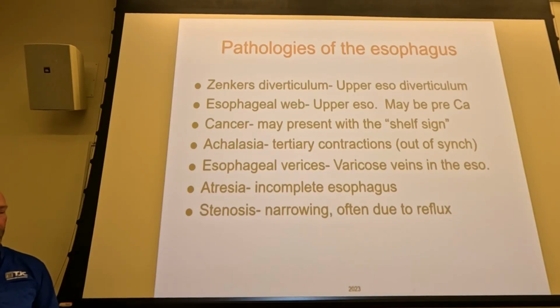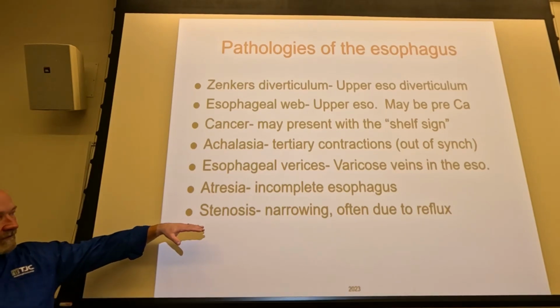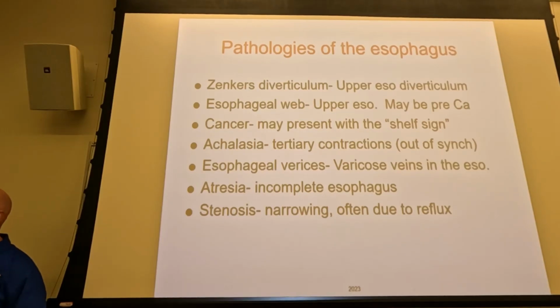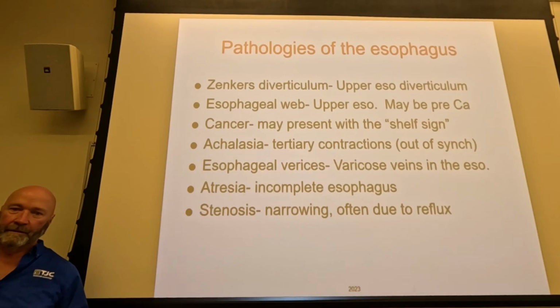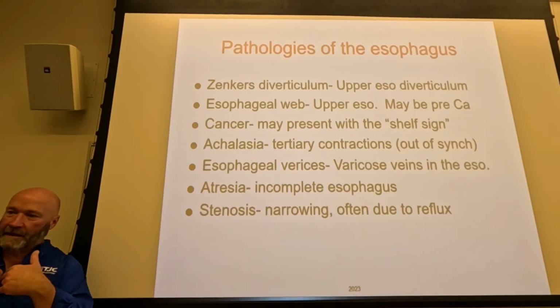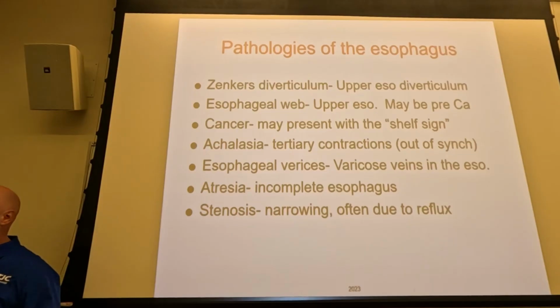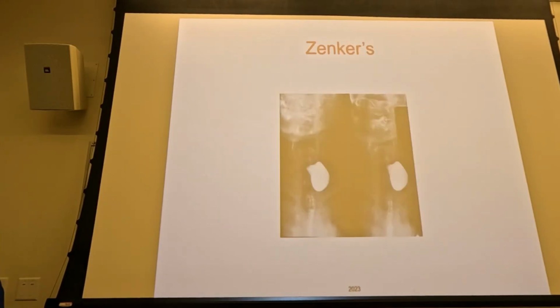that's the population there. Atresia, we already talked about that. That's an incomplete esophagus. And stenosis, we talked about that. That's usually caused by acid reflux. The esophagus is coming down nice and fat, and all of a sudden it tapers down to just a trickle. And they refer to that as the rat tail sign, because it looks like a rat tail.